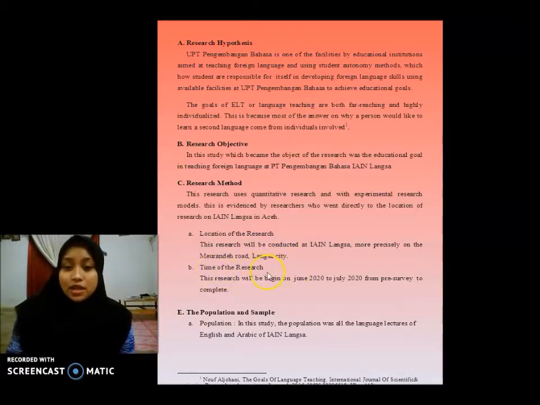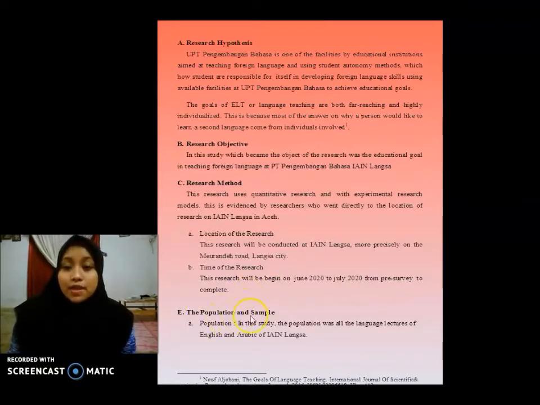And then time of research. This research will begin in June, and I think run from July to August, from pre-survey to completion.